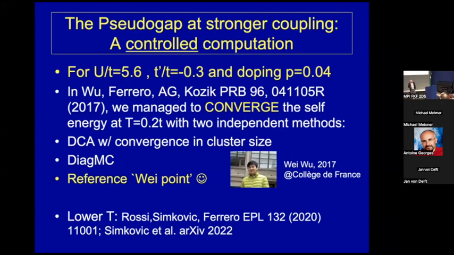So again, I'm running out of time, but I would like to deliver the key message that we've learned from various methods about the nature of the pseudogap in the intermediate to strong coupling regime, both from a cluster DMFT point of view, and now also from a diagrammatic Monte Carlo point of view. And the message is that the spin correlations run the show. They are responsible for the pseudogap opening.